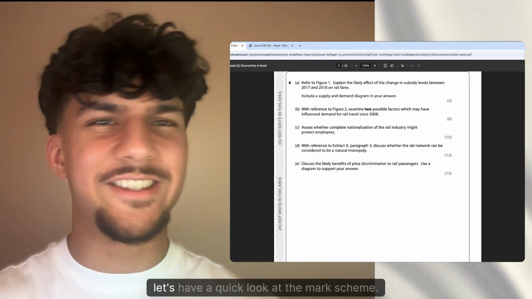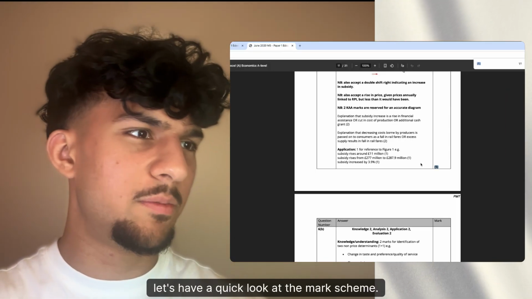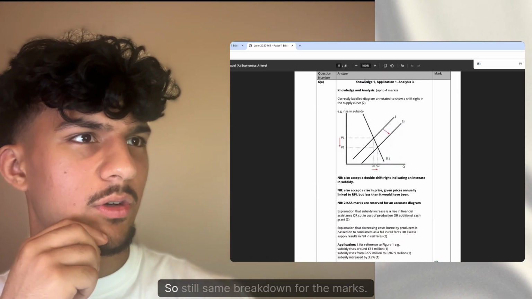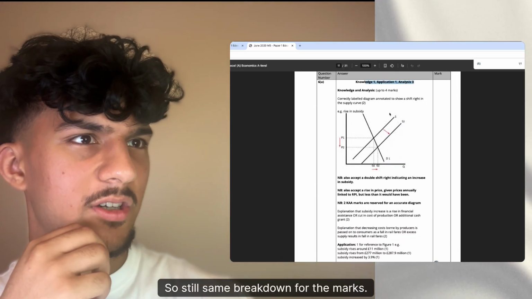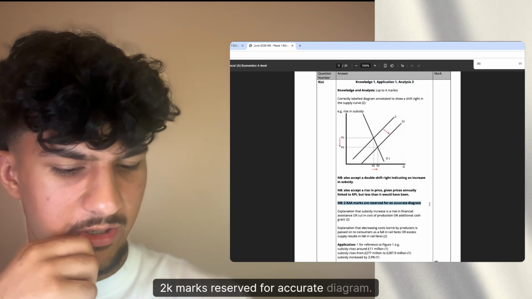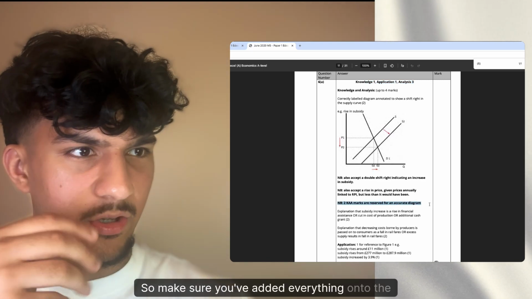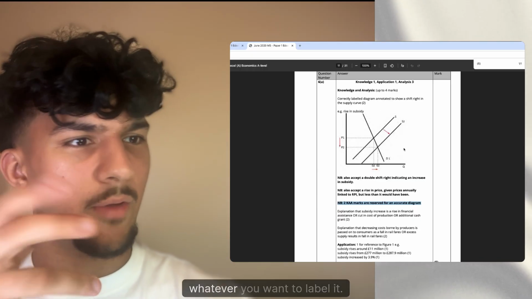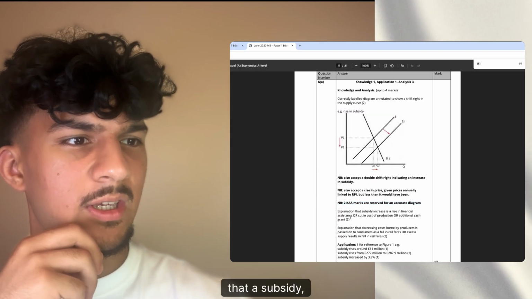So let's have a quick look at the mark scheme. 5-mark question. So let's see what it's saying. Still the same breakdown for the marks. Like it says, 2 marks reserved for an accurate diagram. So making sure you've added everything onto the diagram, Q1 to Q2, demand, subsidy shifting to S plus sub, whatever you want to label it. That is subsidy.